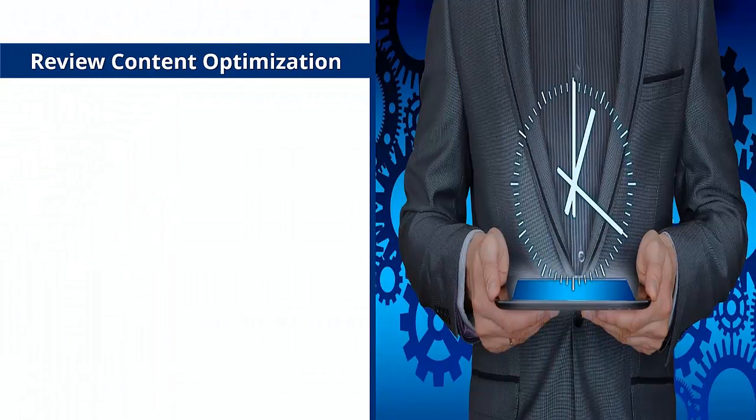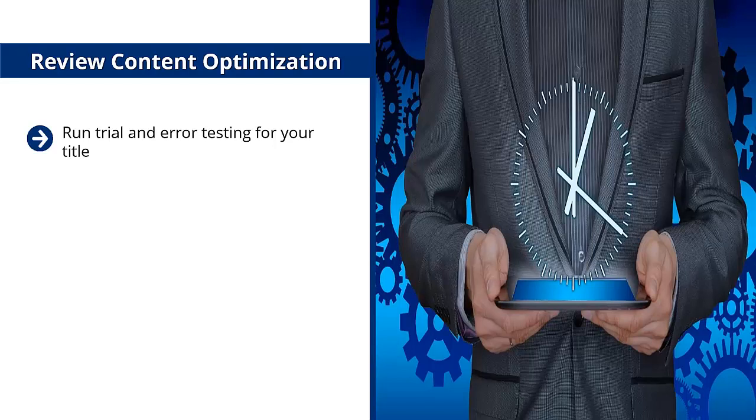Review content optimization. Run trial and error testing for your title. Come up with many different variations. Pick the winner, come up with more variations, until you get a lot of people reading or dwelling on your content. Your metric for success here involves click-throughs as well as dwell time.